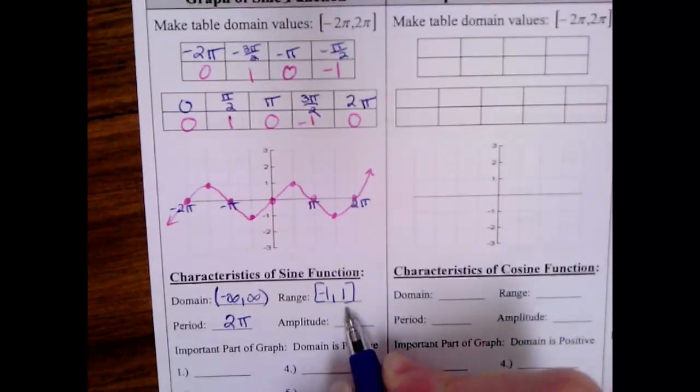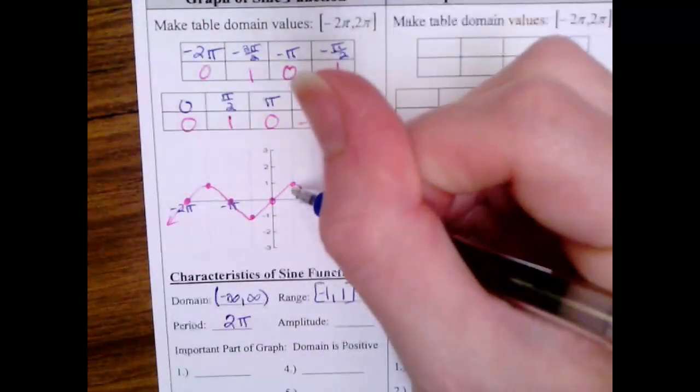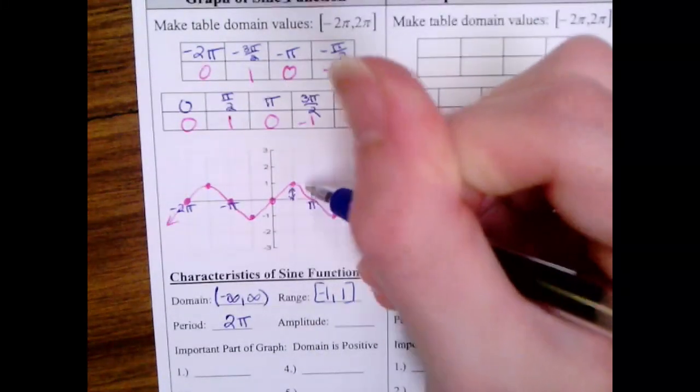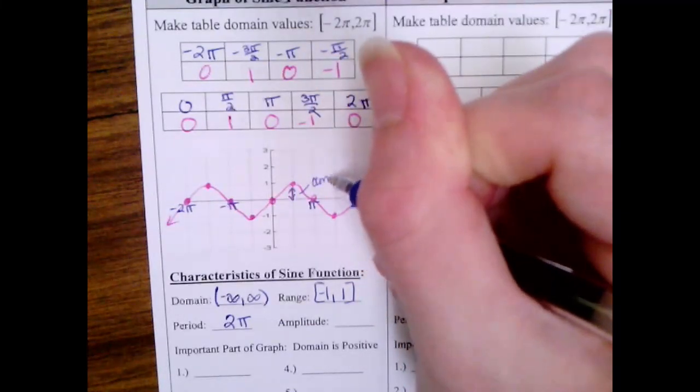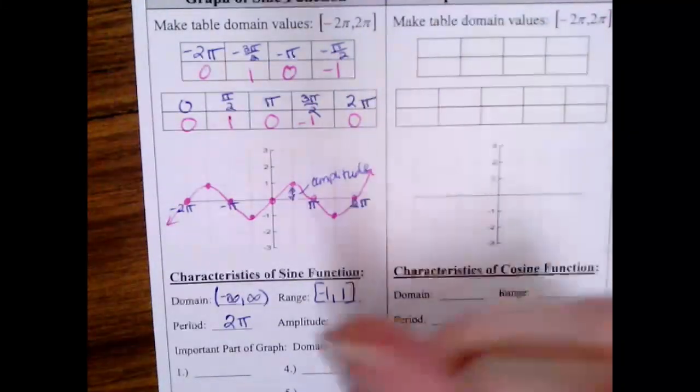Amplitude: how tall is the graph? And that's kind of here and here. We only go up to 1, so this is your amplitude. So it's 1.